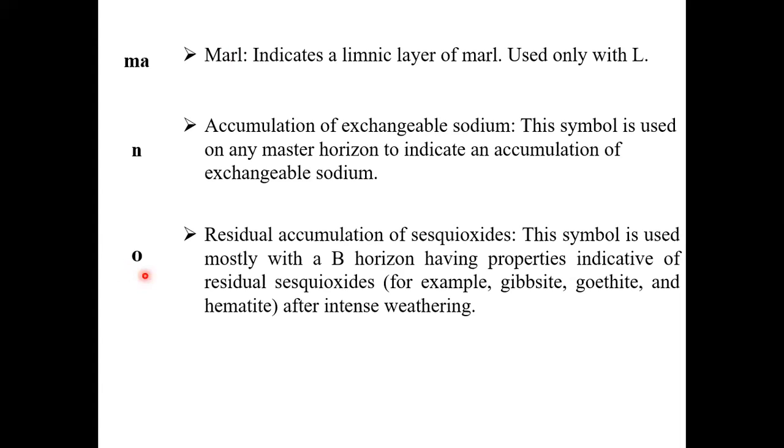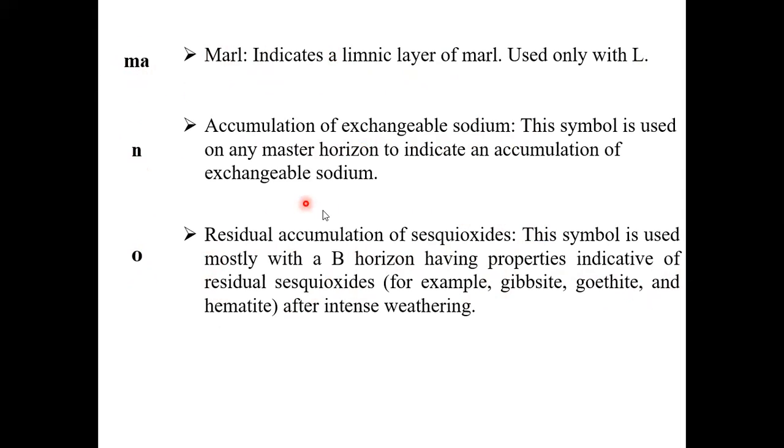O means small o, students, not big O, small o. Small o is mostly used for the B horizon, having some residues of sesquioxides. Mostly you can see gibbsite, goethite, and hematite, resulting in accumulation of sesquioxides. So small o means accumulation of sesquioxides. Small n means exchangeable sodium. M means marl. Marl is one type of material present in the L horizon. We will give notations for that.